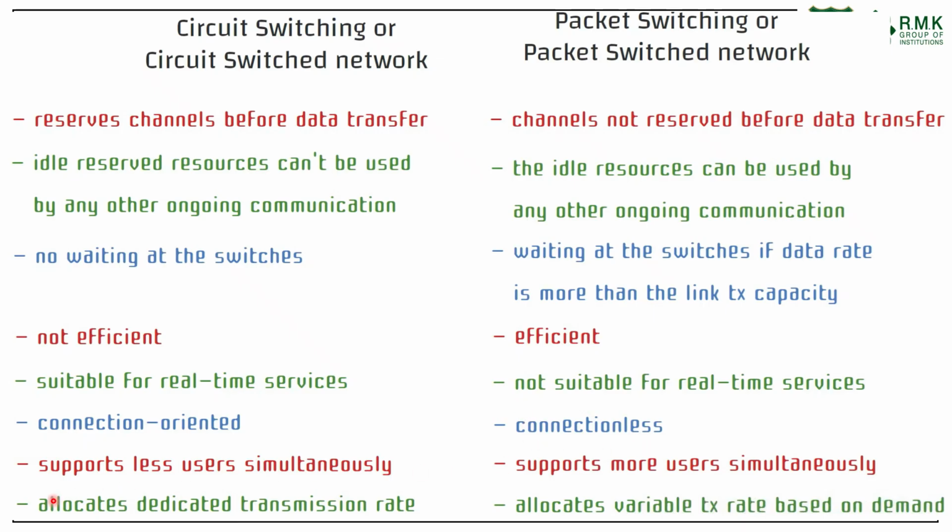And the circuit switched network allocates dedicated transmission rates, but the packet switched network allocates a variable transmission rate based on the demand. And the circuit switched network supports fewer users simultaneously. The packet switched network supports more users simultaneously.